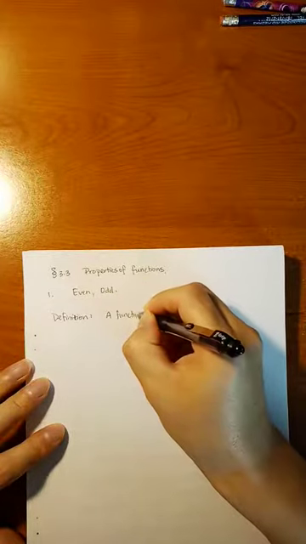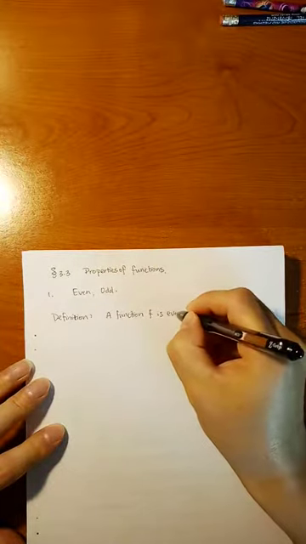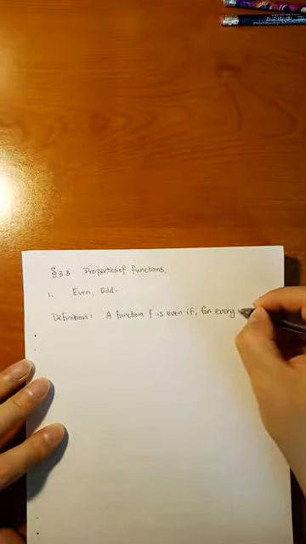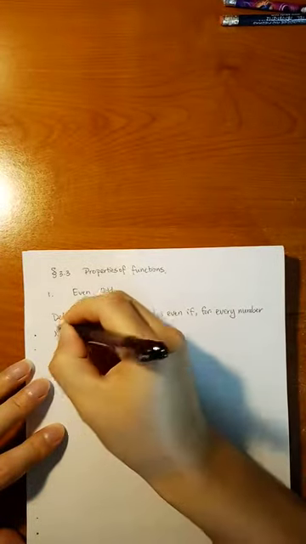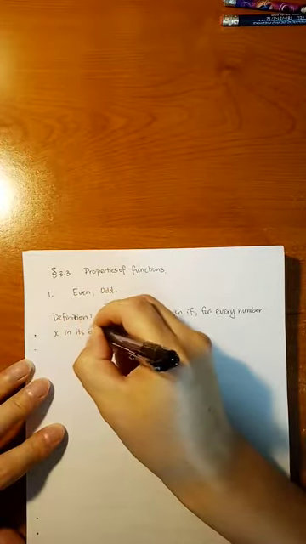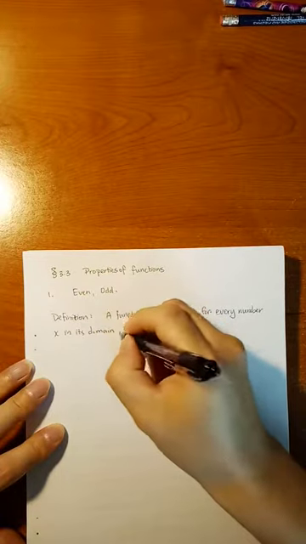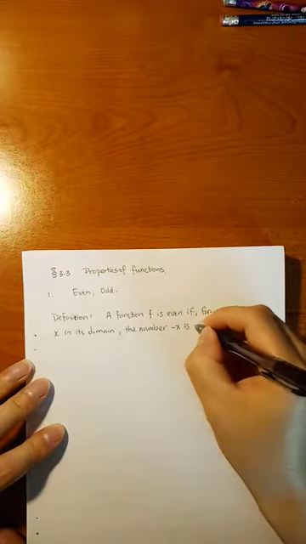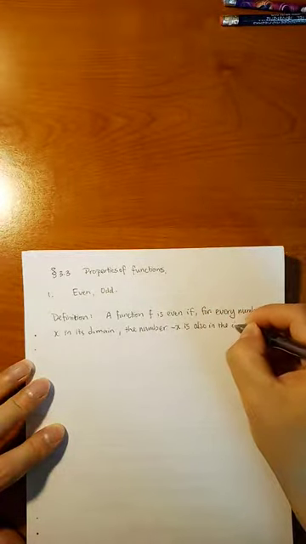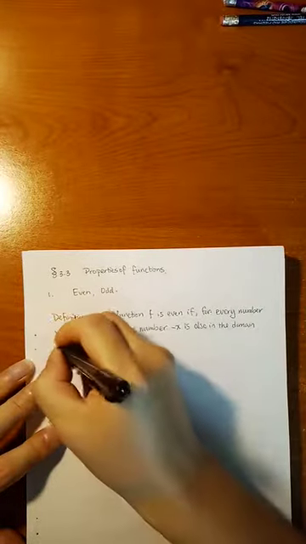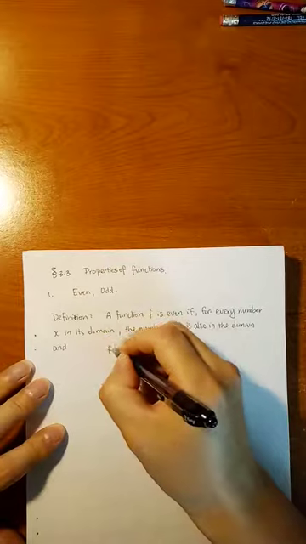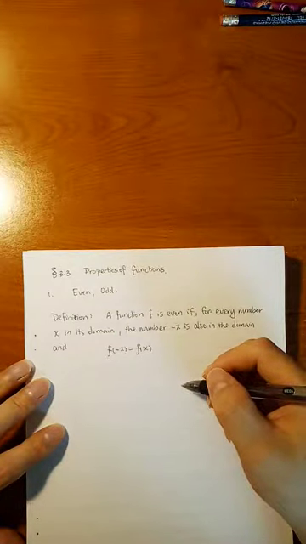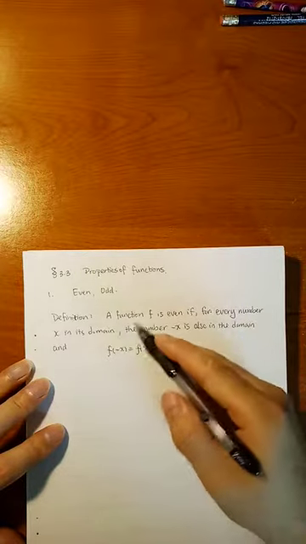A function f is even if for every number x in its domain, the number negative x is also in the domain, and f of negative x is equal to f of x. Okay, so this is the even function.